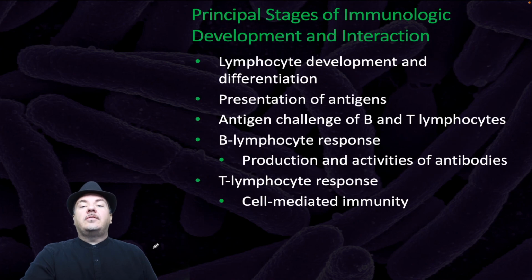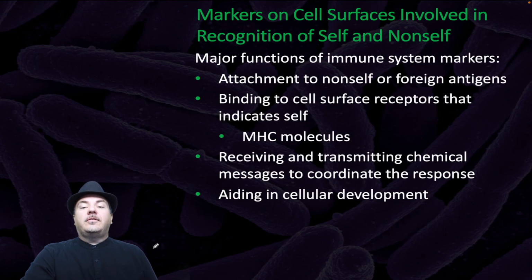The principal stages of immunologic development and interaction include lymphocyte development and differentiation, presentation of antigens, antigen challenge by B and T lymphocytes, B lymphocyte response, which includes production and activities of antibodies, and T lymphocyte response, which includes cell-mediated immunity. Markers on cell surfaces are involved in recognition of self and non-self.